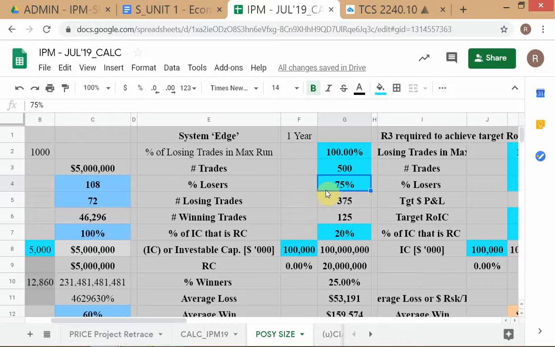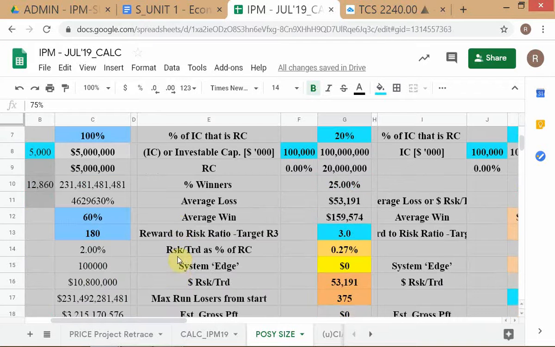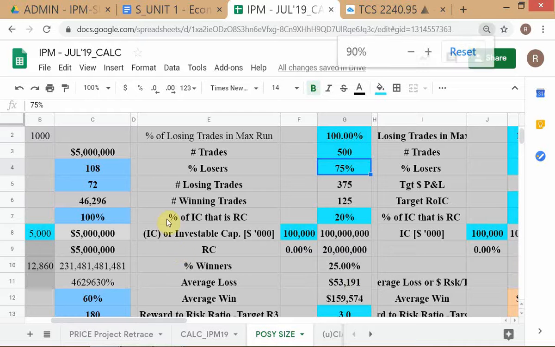On average, 75% of the trades will be losers, so the probability of loss is 75%. Okay, so we have that information, probability of the loss. Okay, what is the magnitude of the loss? Have we computed the magnitude of the loss?